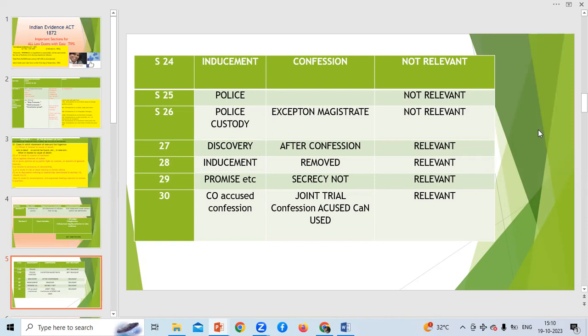Section 30, co-accused confession. When there are so many people involved in a crime, 4-5 people, and one of these people gives a confession in a joint trial, the confession of the accused can be used, and that is relevant. So this is very important for Section 30. When a co-accused says something about the case in a joint trial, it will be relevant.